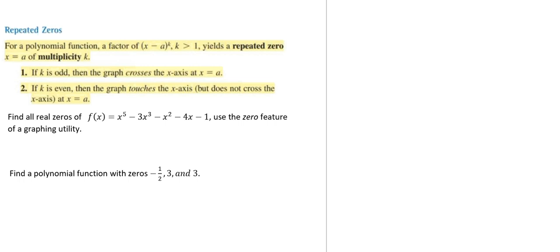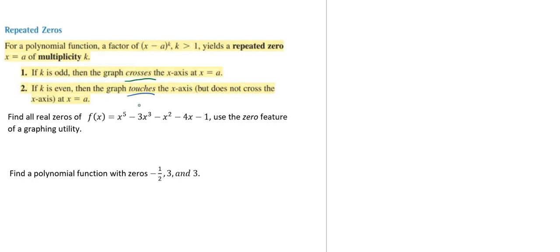For a polynomial function, a factor of x minus a raised to the k power, where k is greater than 1, is going to yield a repeated zero, where x equals a, with the multiplicity of k. If k is odd, then the graph is going to cross the x-axis at x equals a. But if k is even, then the graph is going to touch the x-axis but not cross it at x equals a.